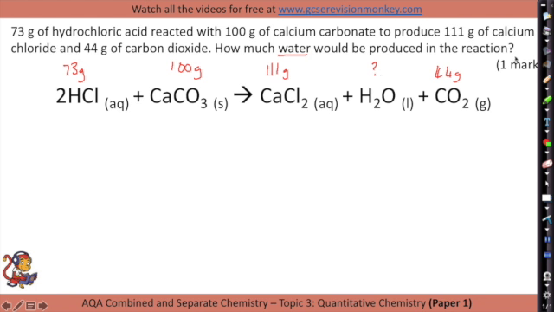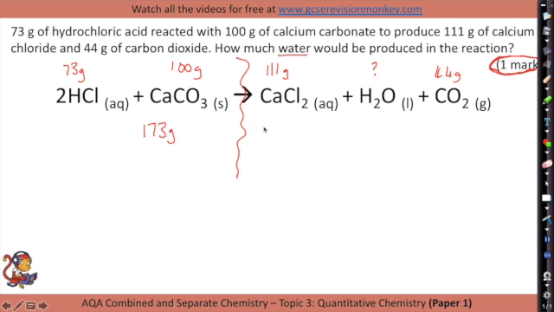Now the key thing is to look at how many marks there are. If there's just 1 or 2 marks, it's going to require you to do a very small calculation and a very minimal amount of work. It's not asking you to do a higher tier mass calculation or anything like that. It's simply checking your understanding of the idea of the conservation of mass, which says the mass on the left-hand side of the equation, which in this case is 73 and 100, so 173, the mass of the reactants, must equal the mass of the products.